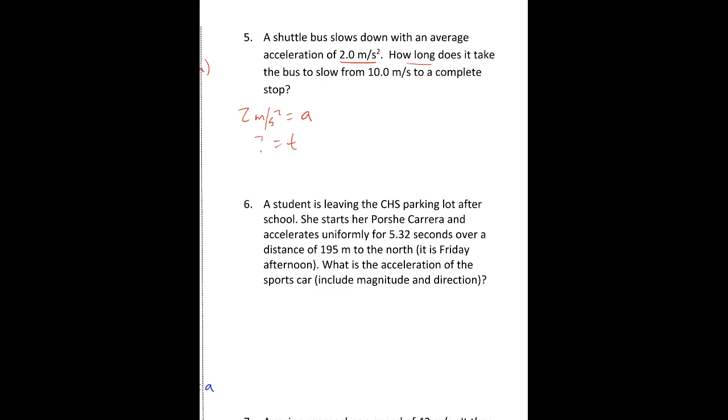The bus slows down from 10 meters per second, so that's going to be my initial velocity, to a complete stop. So I know that my final velocity is 0. Same variables, so same equation as I used before. And this time we're solving for time. So if I take v equals at plus v naught and rearrange to solve for time, that's just going to be v minus v naught divided by acceleration is equal to time.